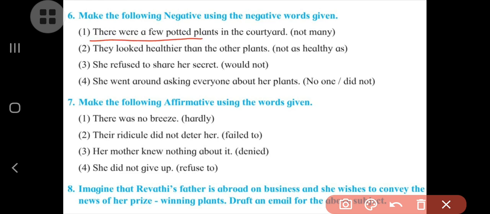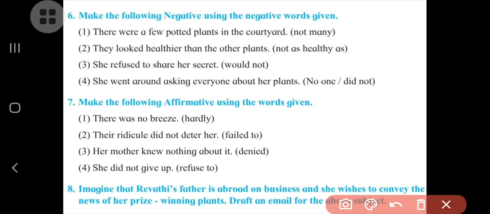I have already shown you how to make use of the negative word given in the bracket, and with the help of the word given in the bracket you can make a negative sentence. So in the same fashion you have to convert them into negative by using the words given in the bracket. Try to convert the given positive, affirmative sentences into negative. It's not too difficult because half the answer is already given to you in the bracket.